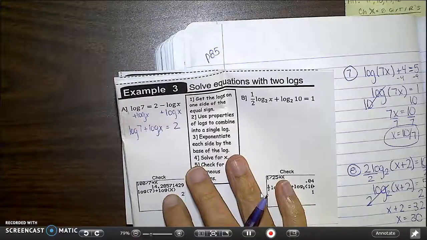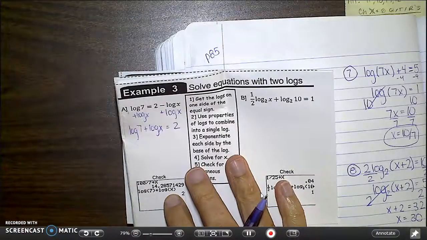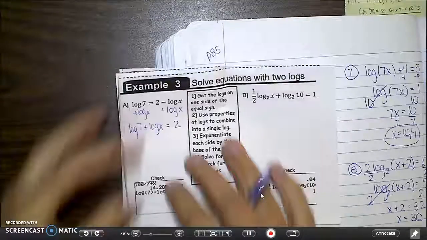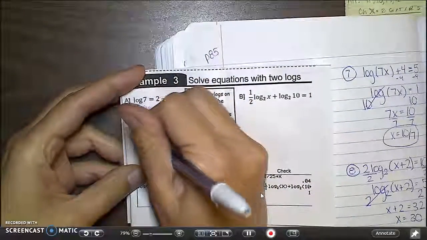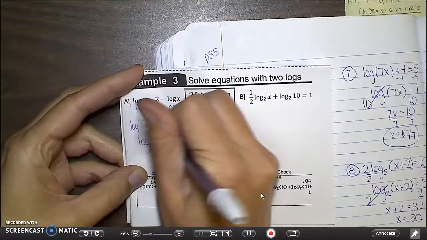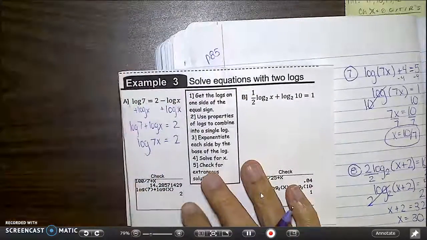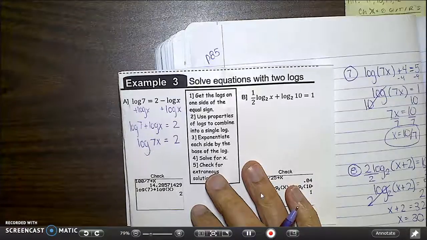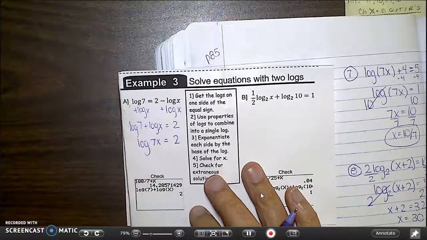And then we use our condensing properties. So if we're adding 2 things, that's going to change to one logarithm where we multiply those 2 things. So 7x equals 2. Okay, so those are using our properties. And if you remember, Kelly, you were asking about that. That's pretty itty-bitty. So hopefully that's okay.